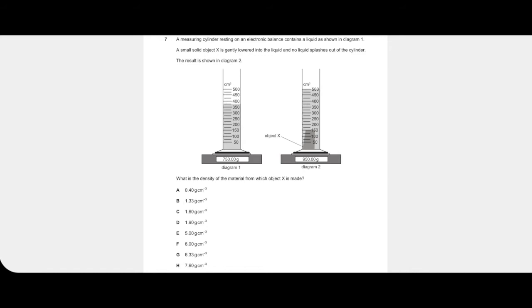So step number 1 is to find out what equation you're going to use. The key equation that we're going to use is the equation for density, which is equal to mass over volume. So keep that to one side. Now let's work out the mass of object X and the volume of object X. We could then input these values into our equation for density and get our answer. So let's start off with working out the mass.